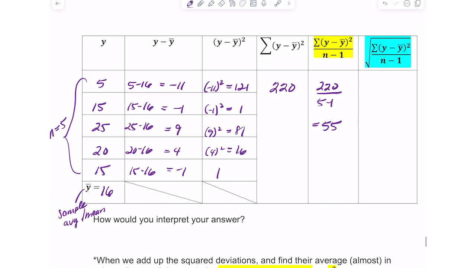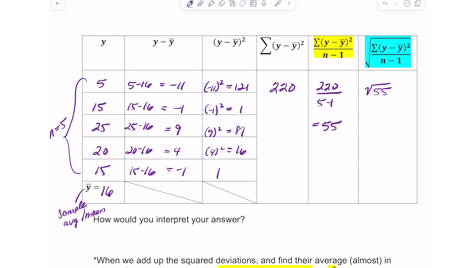And just when you think you're finished, you're not quite yet. Remember when we squared everything to get rid of the negatives? Well, now I have to undo it. And how do you undo a square? You square root it. So I'm going to take the square root now, okay? And we're going to take the square root of 55.